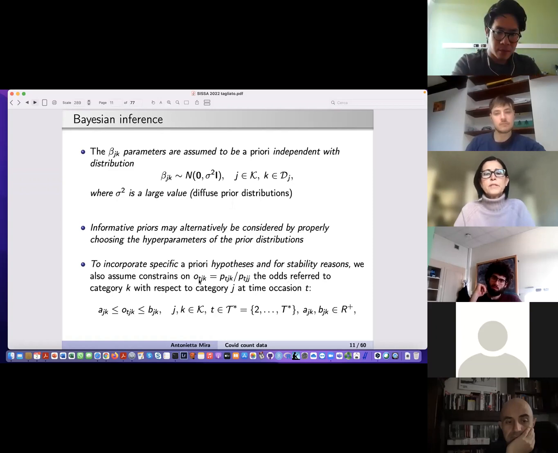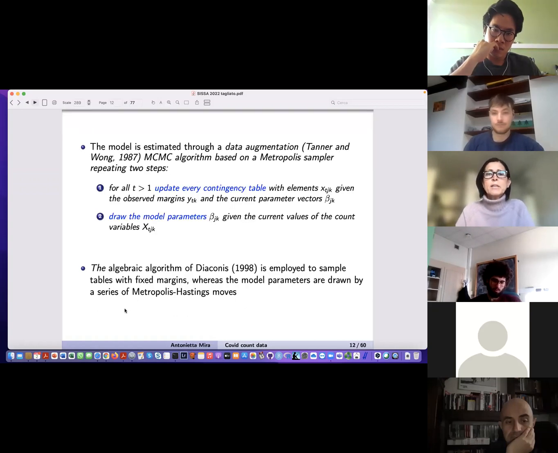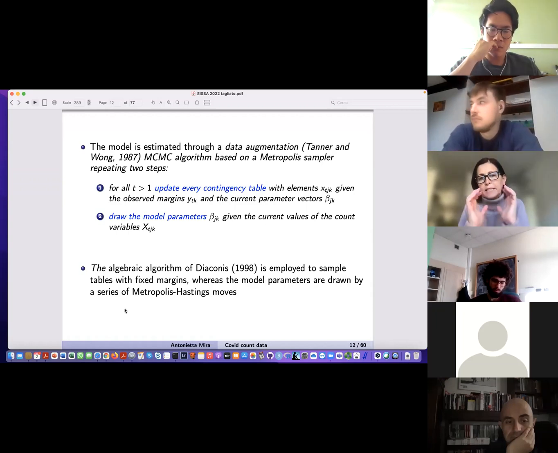So we let O, T, J, K be the ratio of the probability of going at time t from category J to category K over the probability of staying in category J. And we put some lower and upper bounds on some of those odds ratios. So those are all the priors that we're going to incorporate in our modeling framework. And then we use an MCMC algorithm. We first update the entries of this transition or contingency table, and then we draw the model parameters and we iterate over these two steps.